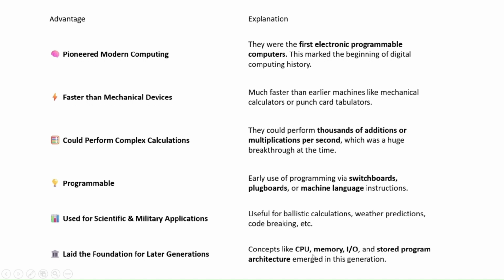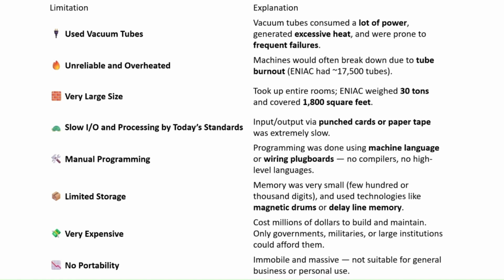But first generation computers had some limitations also. Everything is not perfect, and the limitations are: they used vacuum tubes. Vacuum tubes consumed a lot of power, generated excessive heat, and were prone to frequent failures. Unreliable and overheated, the machines would often break down due to tube burnout. The ENIAC computer had 17,500 tubes and was very large, taking up an entire room. ENIAC weighed 30 tons and covered 1,800 square feet.